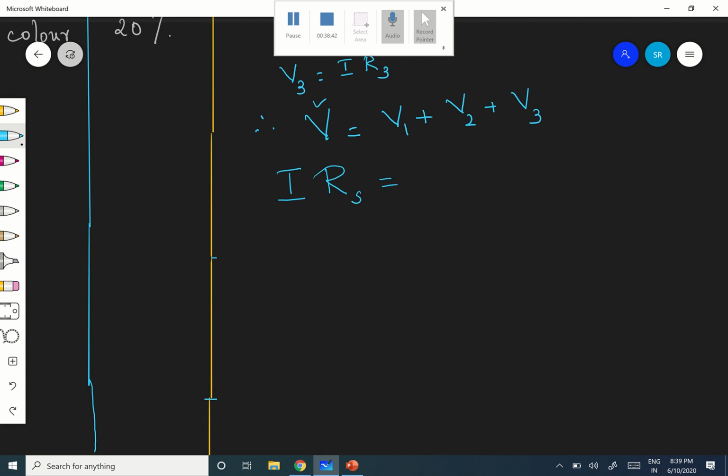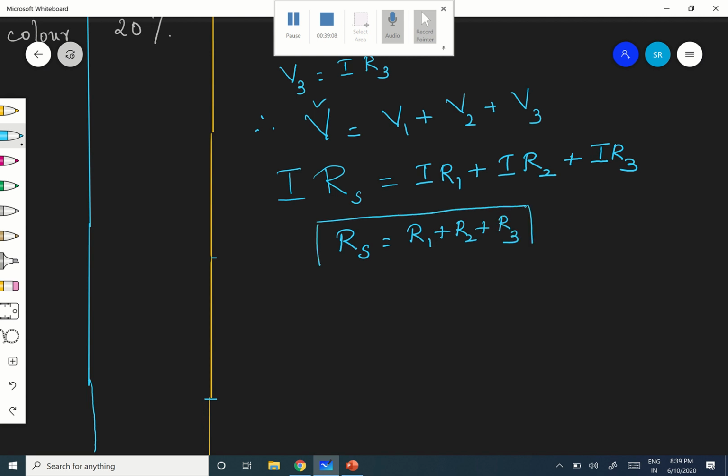Therefore, I R_S equals I R1 plus I R2 plus I R3, because the current is the same through each resistor. Therefore, I will get cancelled, and you will be getting R_S, the series resistance, equal to R1 plus R2 plus R3. So this is the important relation. When three resistors are connected in series, the net or equivalent resistance is nothing but the sum of the individual resistances.